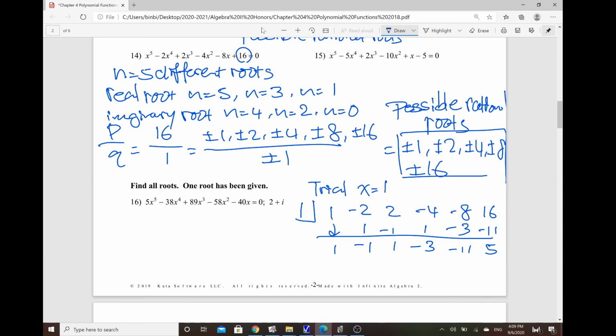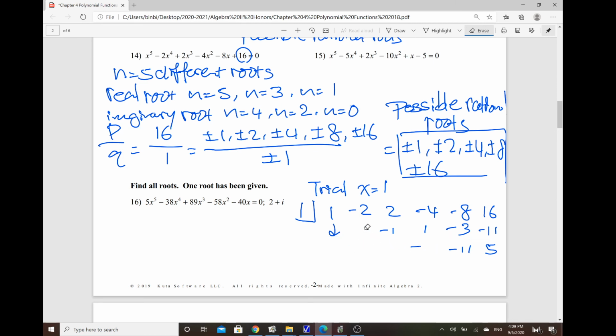Another thing that I probably want to find out, you can just put it into the graphing calculator and see what the first real 0 is with the rational number that we find out here. So 1 doesn't work. What about negative 1? Okay, so let's try that.